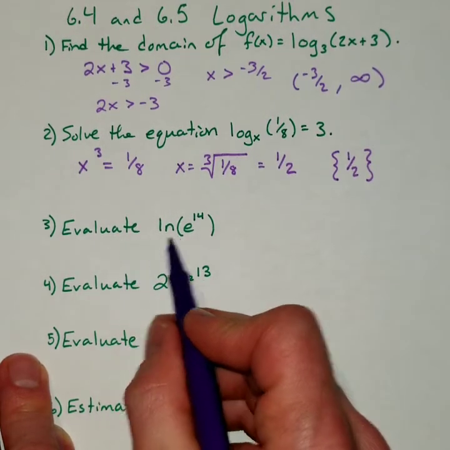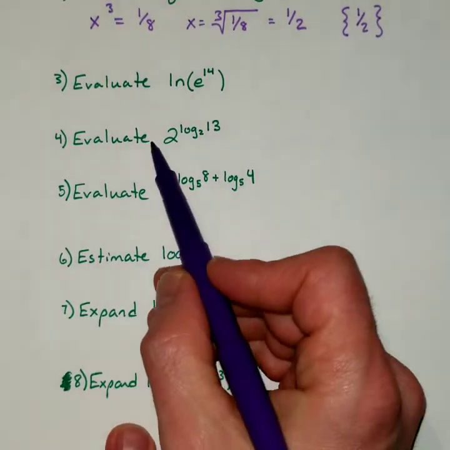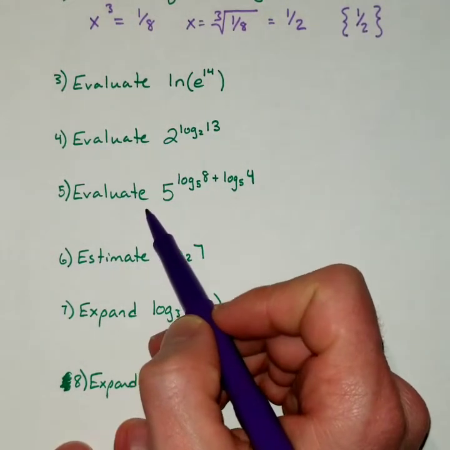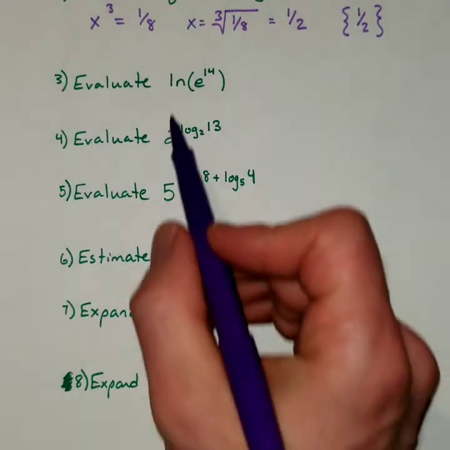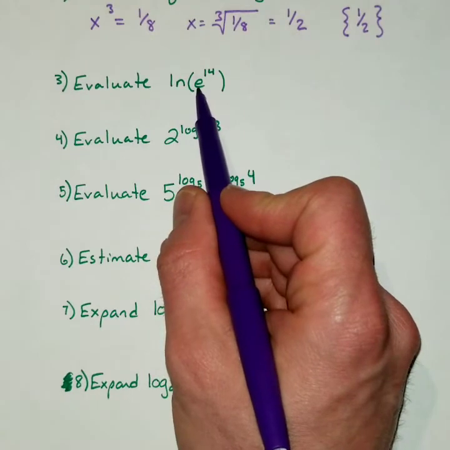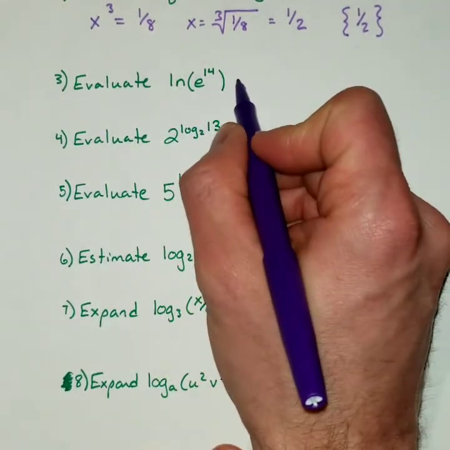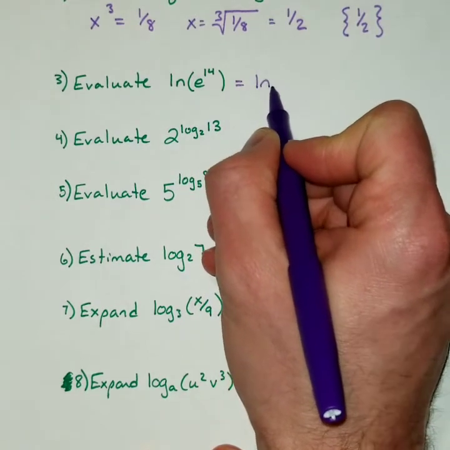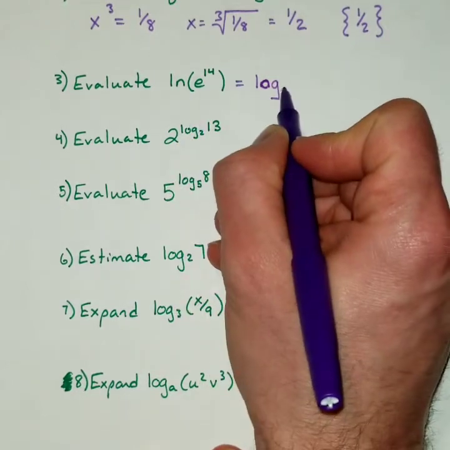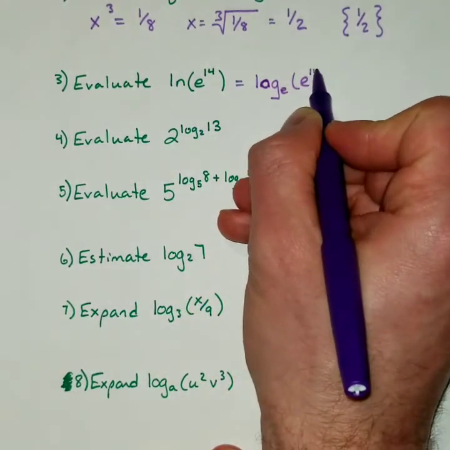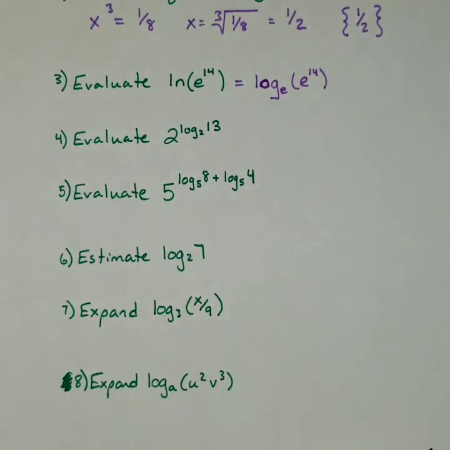Now if I wanted to evaluate a logarithm, I've got a bunch here evaluating things. What's that? 3 evaluations, and they're all based upon these properties of logs. So this first one, you have natural log of e to the 14. Well, remember the natural log itself has a base of e. It's like taking log base e of e to the 14. Right? The natural log is log base e.